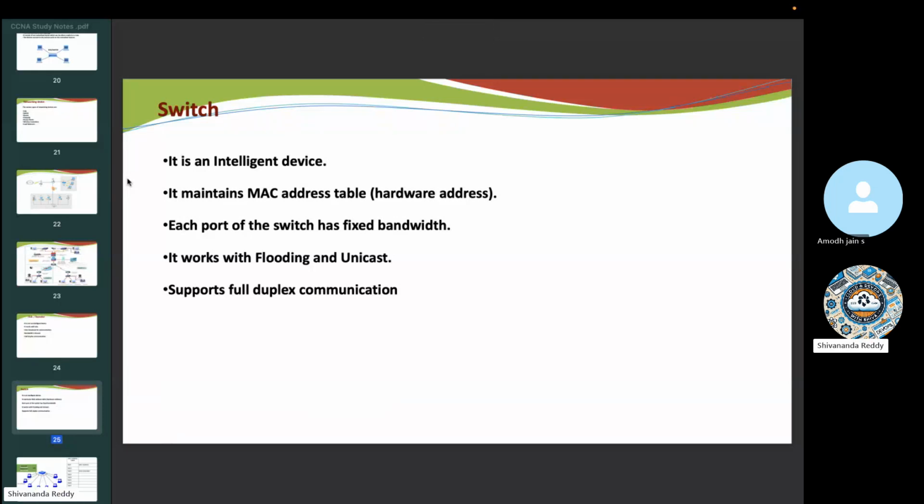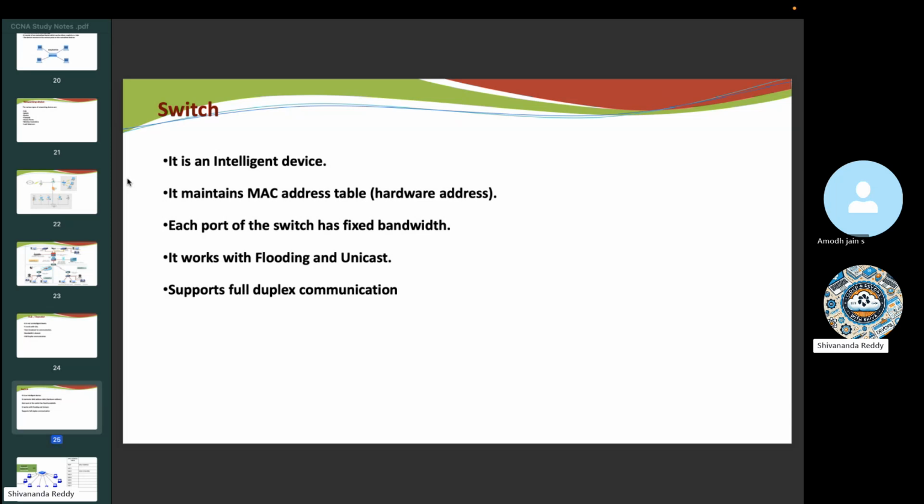Yes, sir. Next, we move on to the switch. A switch is an intelligent device. Comparing hub and switch, the hub is non-intelligent and the switch is intelligent. It maintains a MAC address table; we also call it the hardware address. Remember the significance of this address? MAC means media access control address. This is a very important address. People also call it the hardware address or the physical address.